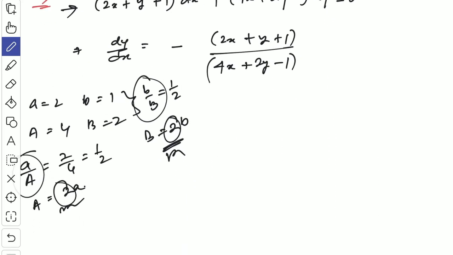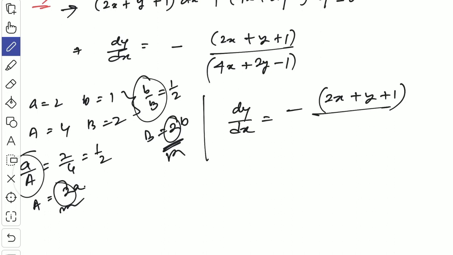So now this equation dy by dx can be written as minus (twice x plus y plus 1) over 2 into (twice x plus y minus 1). We can express it this way. If you take 2 times the term within the bracket, then you will get the denominator as it is.